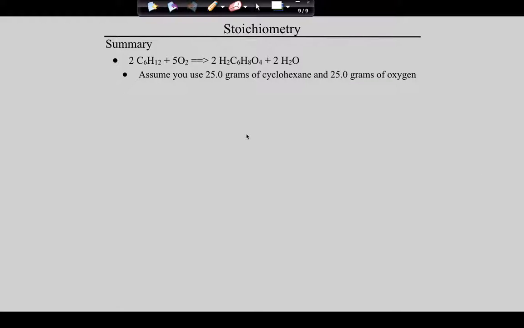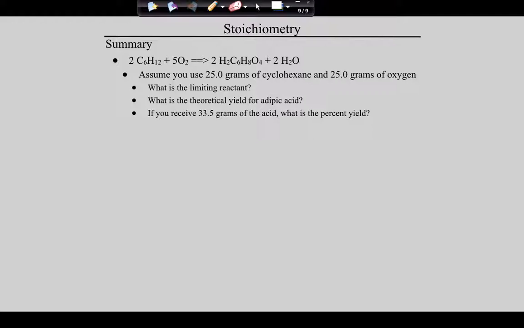It says this. Assume that you use 25 grams of cyclohexane, and you're not going to write any of this down. This is the question, and I'll leave it on the screen. Assume that you use 25 grams of cyclohexane, 25 grams of oxygen. What is the limiting reactant? What is the theoretical yield? And if you get 33.5 grams of adipic acid back, what is your percent yield?